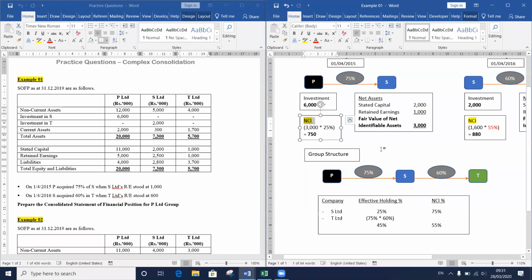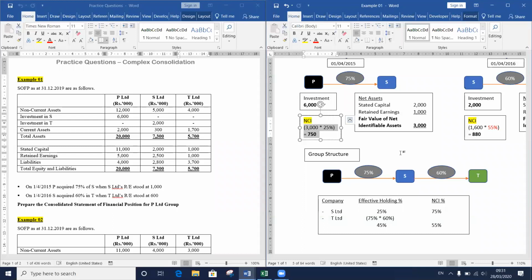We can determine NCI on two bases. One we call the proportionate basis. If you want to take notes, you can. Using the proportionate basis we can determine NCI, exactly what we have done here, the basis shown here. The other method is the fair value basis.